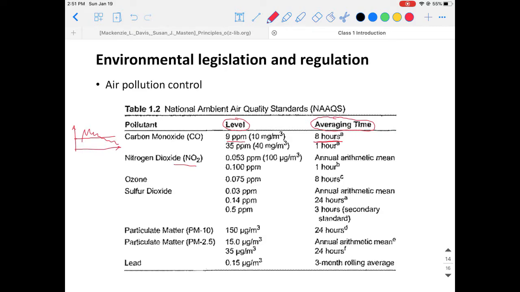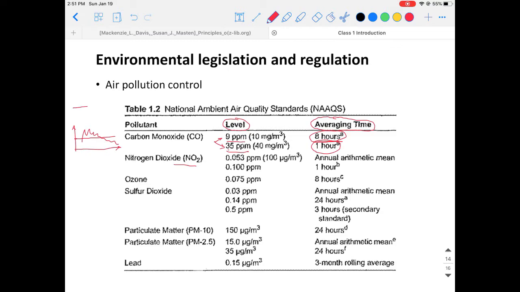You can also have different averaging times. For example, if the averaging time is 1 hour, then the level has to be lower than 35 ppm. And you can further think about why we're setting up different standards here. So basically, why is the concentration for 1 hour higher than the average concentration for 8 hours? You can further think about the background or underlying reason for that.